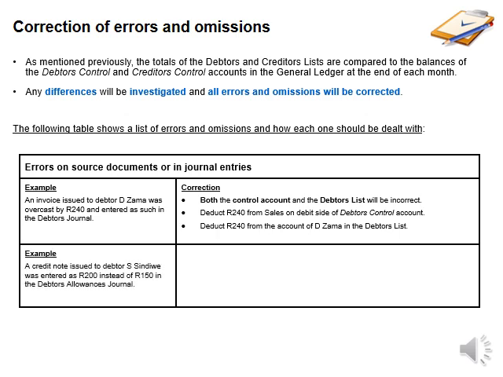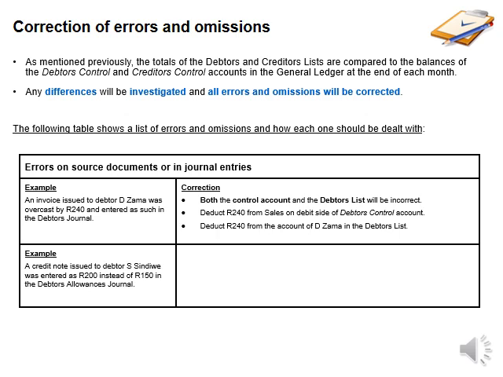And next example, a credit note issued to debtor S. Sindiwe was entered as 200 instead of 150 in the debtors allowance journal. Now, in the first example, the amount was overcast. It was more than it should be. There we have done the opposite than what we have done originally. An invoice is added, and since it is overcast, we have subtracted to fix it. In this case, the amount is once more overcast.